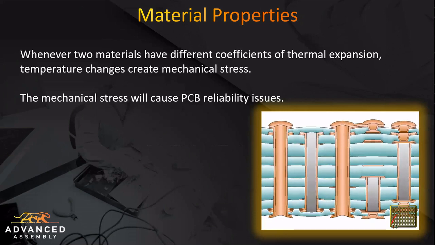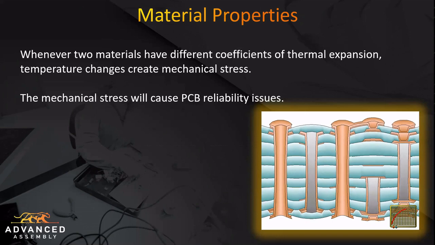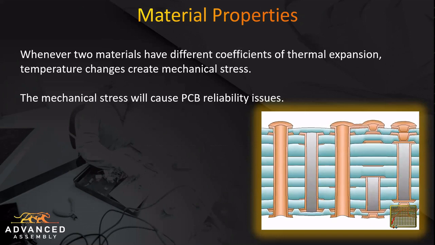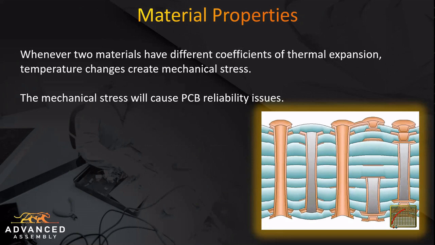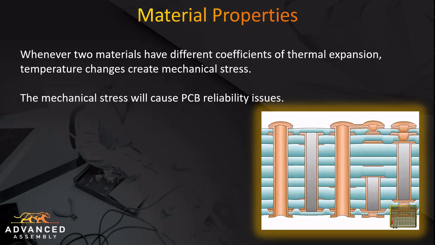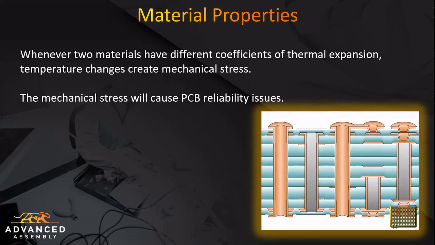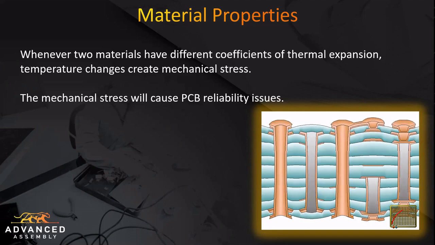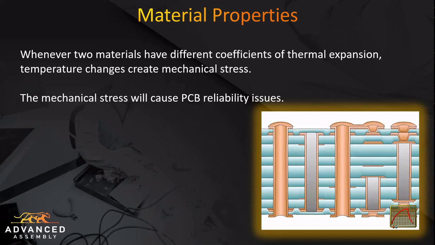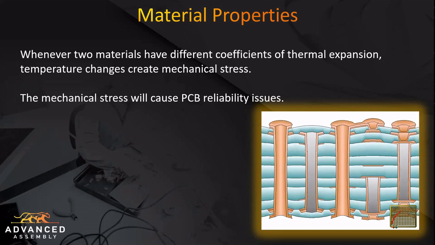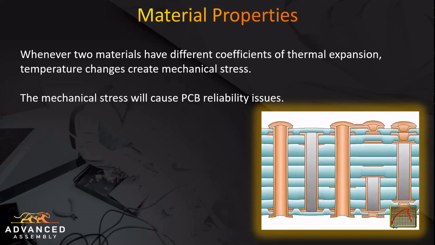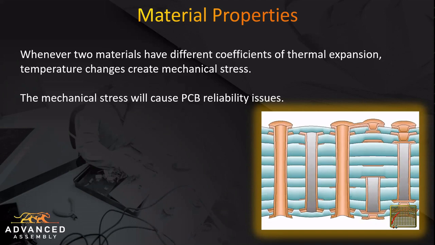So we're going to go into some material properties. Copper and core material expand as the board temperature increases. The coefficient of thermal expansion is 1 to 2 orders of magnitude greater in the core layers than it is in the copper layers. So whenever the board changes temperatures, these two materials expand at different rates, and the materials can then experience mechanical stress. You can start inducing latent defects, immediate defects.